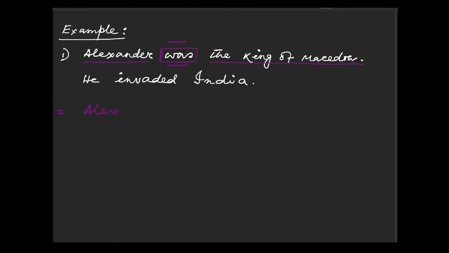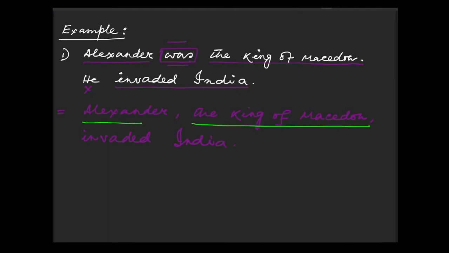Alexander, comma, the king of Macedon. Now use this part. We have taken this. The king of Macedon invaded India. Now students, now see this. The king of Macedon and Alexander. This is one noun, actually the noun phrase, and this is one noun.